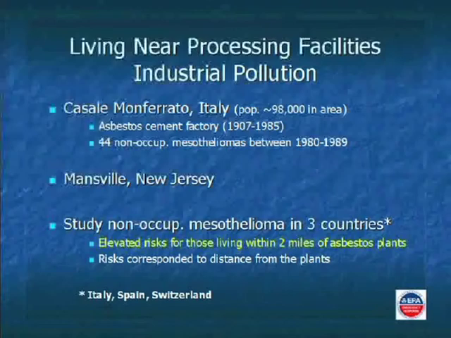Living near processing facilities is well documented. Monferrato, Italy, working around an asbestos cement factory here in Manville, New Jersey. A study that was done in three countries, Italy, Spain, and Switzerland, showed that your risk of mesothelioma was increased by your proximity to those facilities.